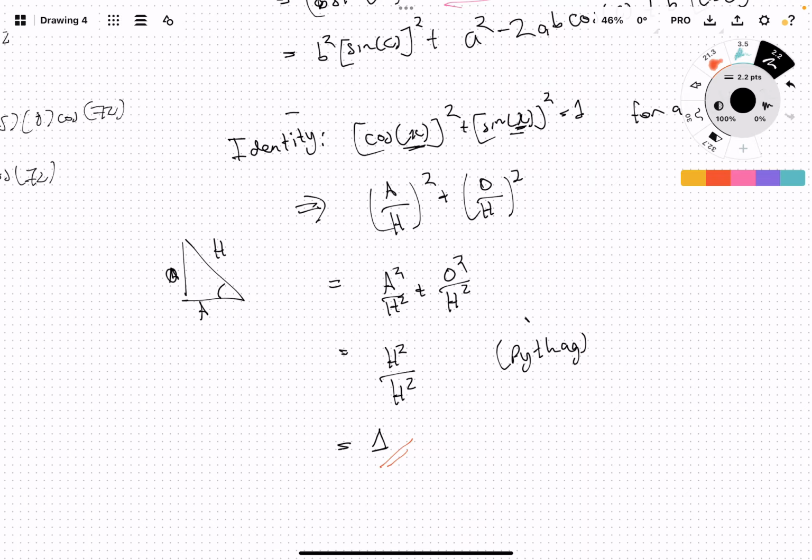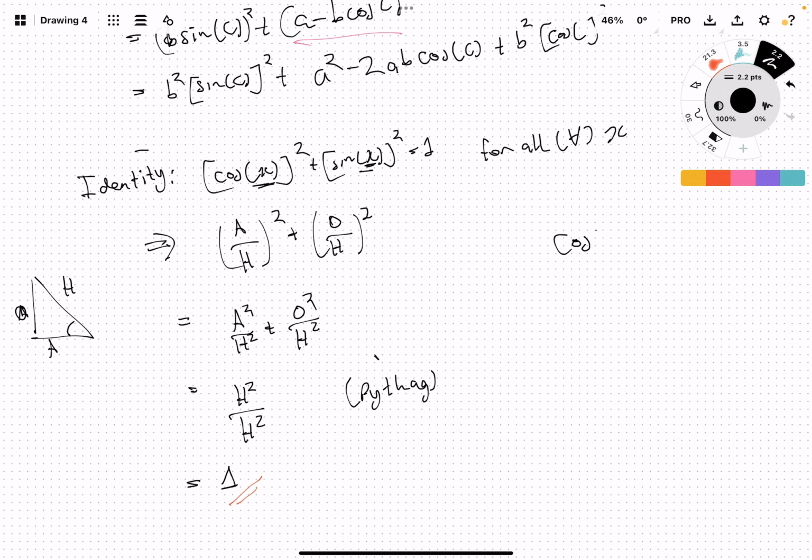Notice how these two angles are the same. So this only works if you have like cos 20 squared plus sine 20, the whole thing squared, of course. If this was 30, it won't work.